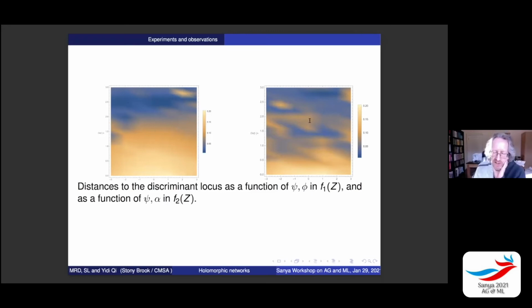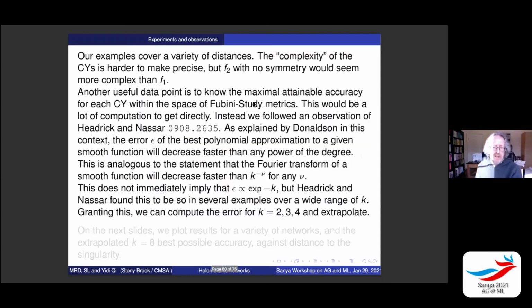And so you can see both that we do have a selection of more singular Calabi-Yaus, and especially for this F2 with no symmetry, the structure of the moduli space and the distance from these slices to the discriminant locus is a rather complicated function. So that's some evidence that that is indeed a complicated Calabi-Yau.